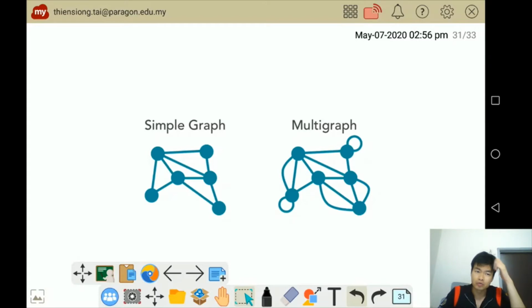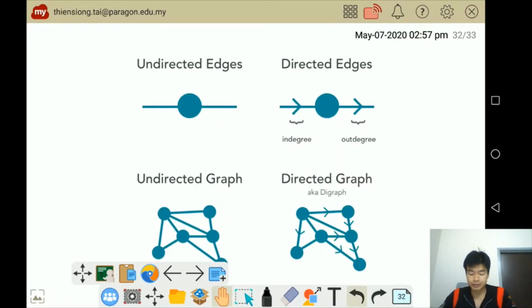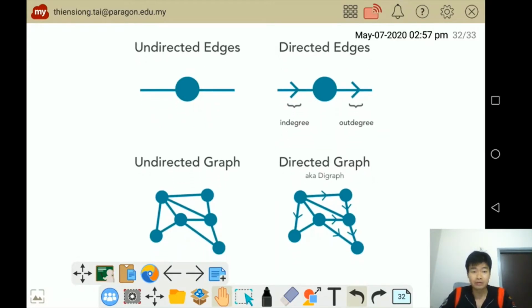Before I start today's topic, I'm going to quickly recap what we have learned so far. If you look at the screen here, we have learned about the simple graph and the multi-graph. A multi-graph is a graph with multiple edges and loops. We also learned about the directed graph and the undirected graph. As you can see on the screen, the directed graph is made up of directed edges, and vice versa for the undirected graph.